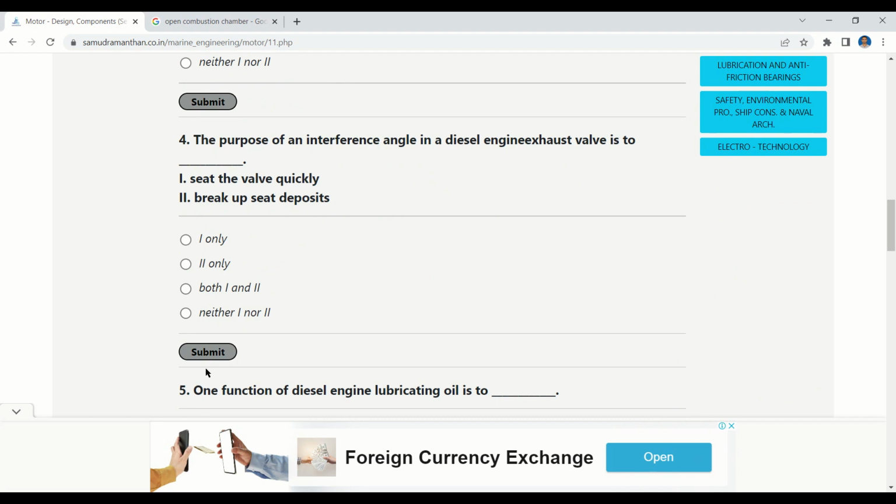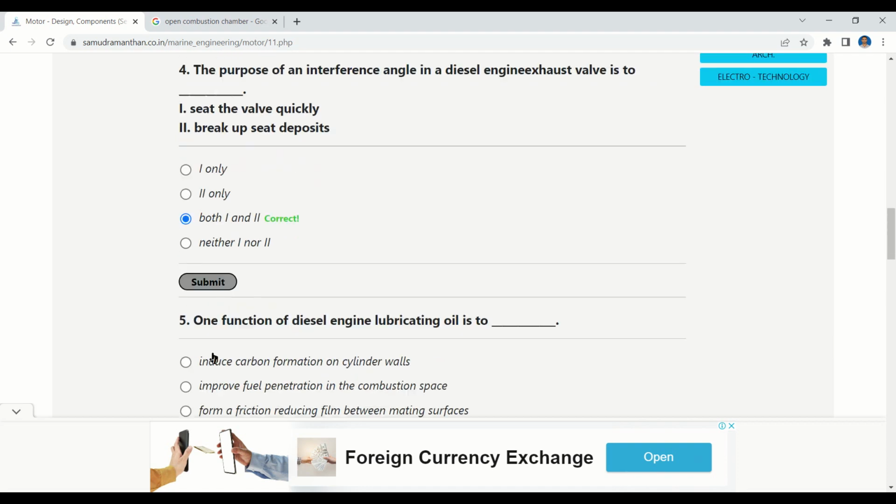The purpose of an interference angle in a diesel engine exhaust valve is to... and seat the valve quickly we have already discussed. If the valve seats quickly, it will also cause the break up of the seat deposits, the carbon deposits on the surface, so both will be correct. So both 1 and 2 will be the correct answer.